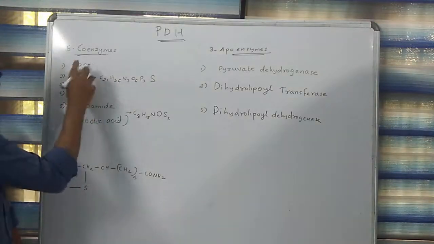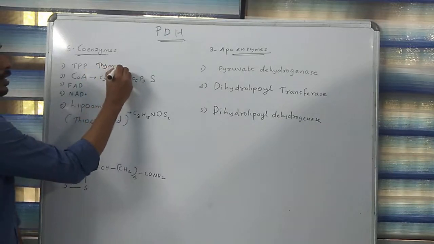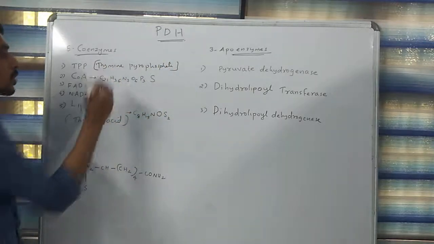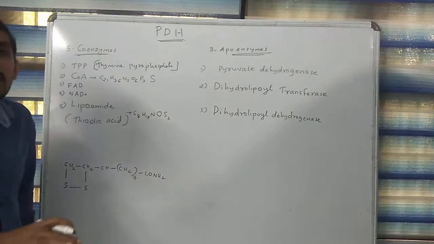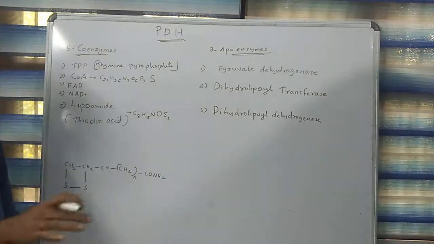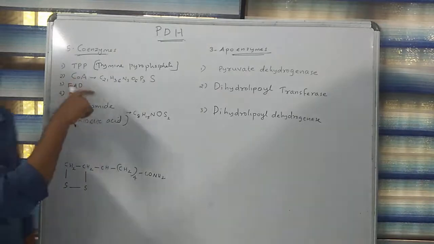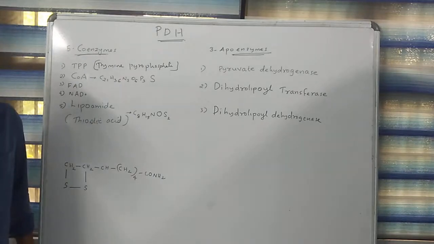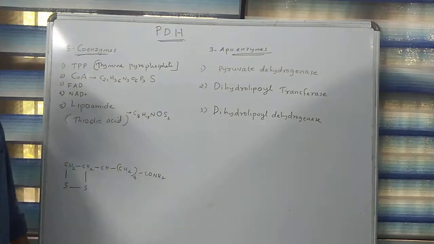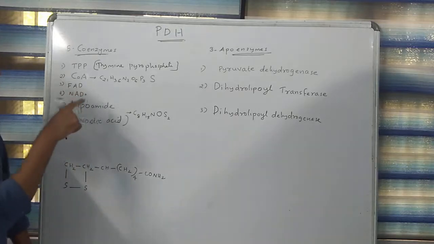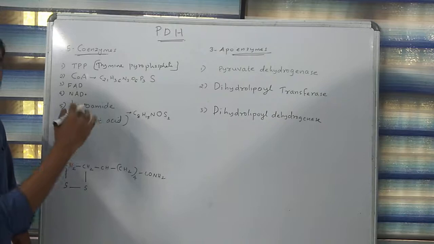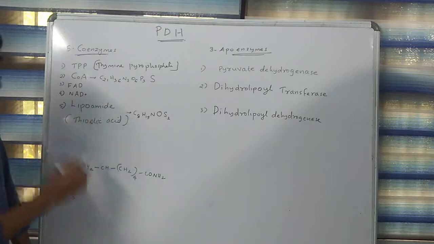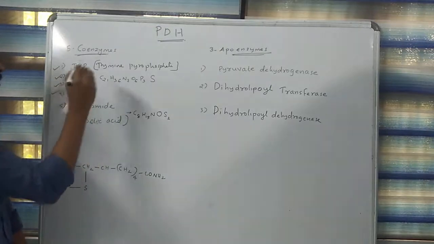TPP, that is thiamine pyrophosphate. Actually, it is a derivative of vitamin B complex, that is vitamin B1. And the second one is called coenzyme A. Actually, that coenzyme A is a 21 carbon compound. And like that, the third one is called flavin adenine dinucleotide, that is FAD. And the fourth one is called nicotinamide adenine dinucleotide, that is NAD.